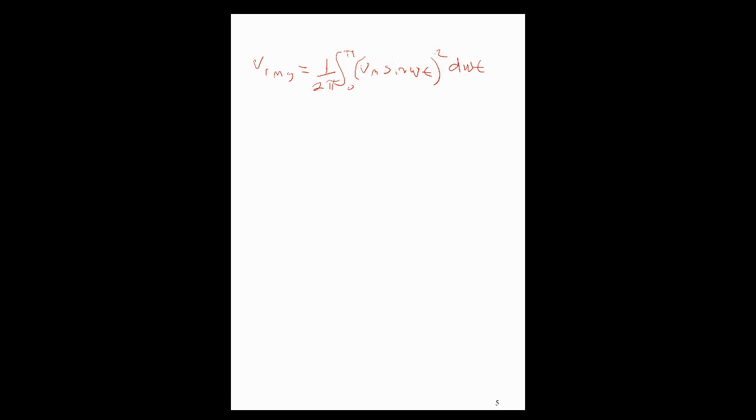All right, so we can go through and square this. So what do we have here? That would be Vm square over 2 pi. And we have our square here. This is between 0 and pi, sine square omega t. All right, integrate sine square, what do you get?